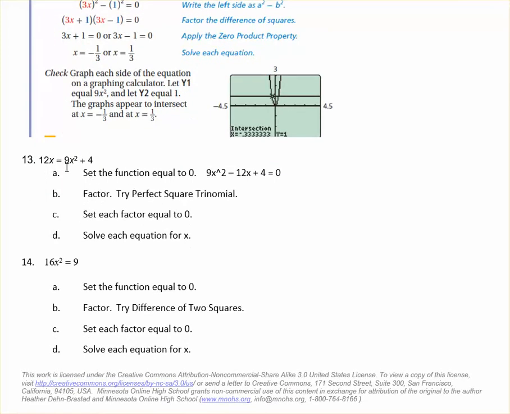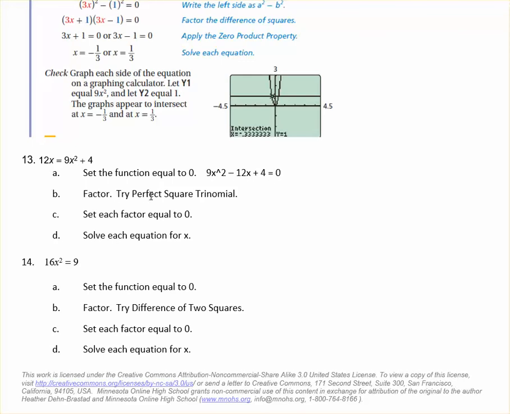So in number 13, it's not yet equal to 0. So this one is not in function notation, but it's not yet solved for 0. So to solve this for 0, I would need to subtract 12x from both sides. If I subtract 12x from both sides, I get 9x to the 4th plus 4 minus 12x. And then the equals 0 can either go on the left or the right. And then this is written in descending order. So we have the x squared and then the x. So this is standard form. So it's easier to factor if it's in standard form.